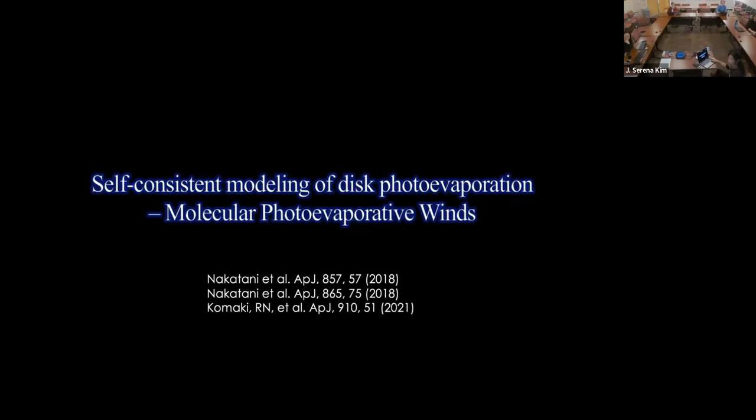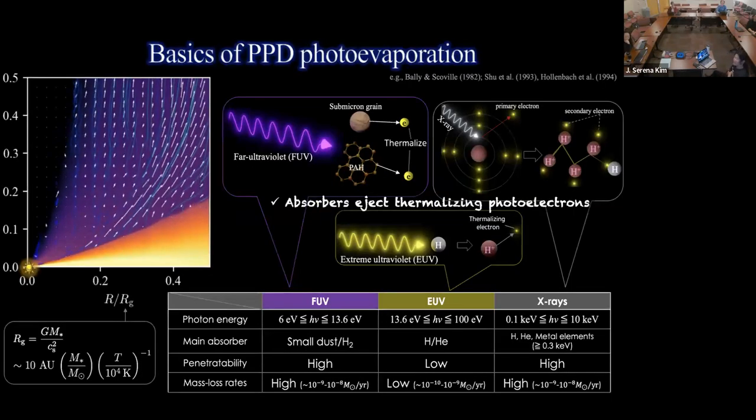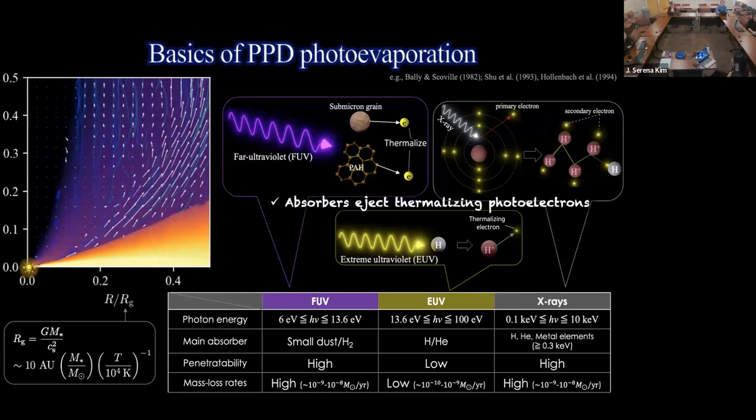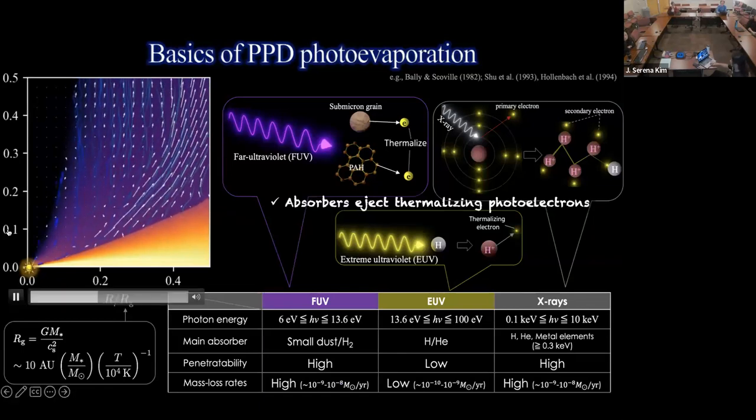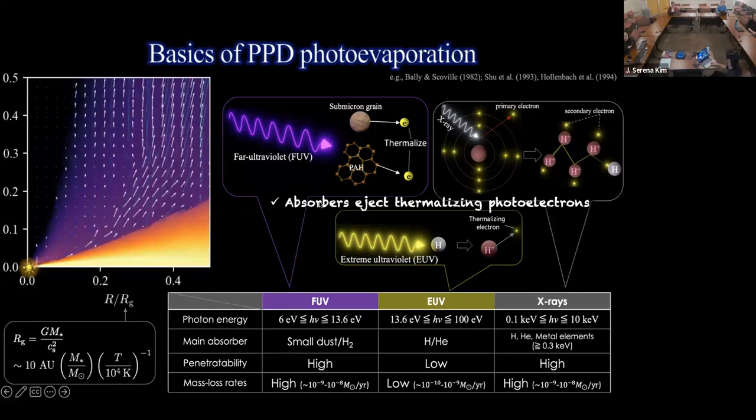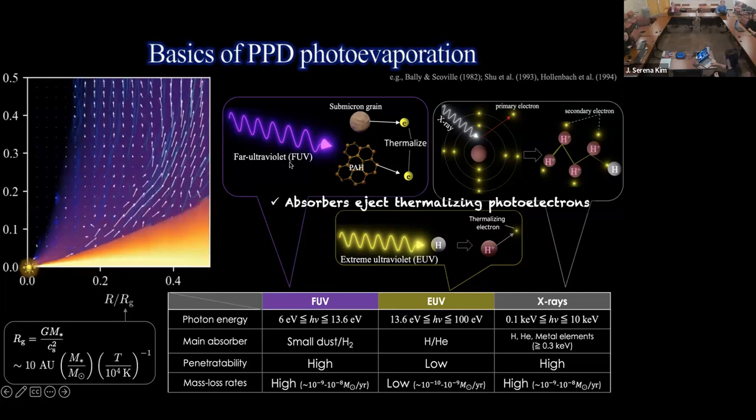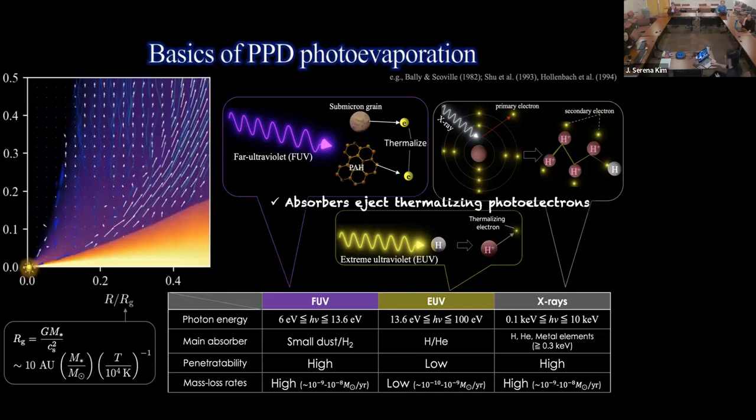So that's it for the introduction, and I'm going to talk about my self-consistent radiation hydrodynamic simulation from 2018. This is the basics of protoplanetary disk photoevaporation. Photoevaporation is driven from a radius of approximately 10% of the gravitational radius, and stellar extreme ultraviolet, far ultraviolet, and X-rays are effective for driving winds.